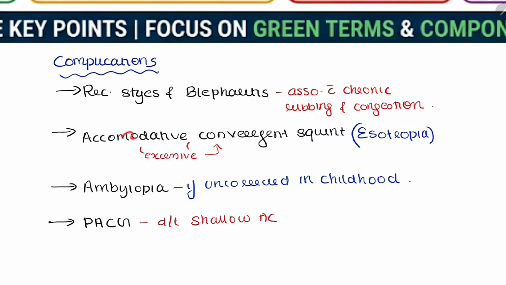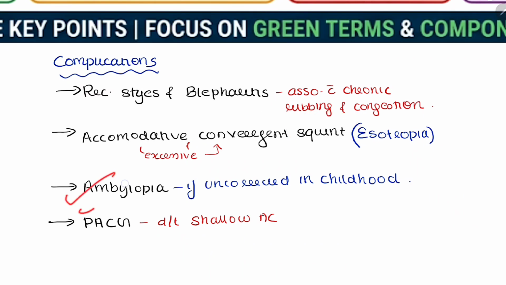And then there can be accommodative convergent squint, that is esotropia. There will be a convergent squint. This is due to excessive accommodation and convergence. For reading near things, what will we do? We will do excessive accommodation because we have hypermetropia, things are blurred. So we will do excessive accommodation and convergence, which will result in squint, convergent squint.